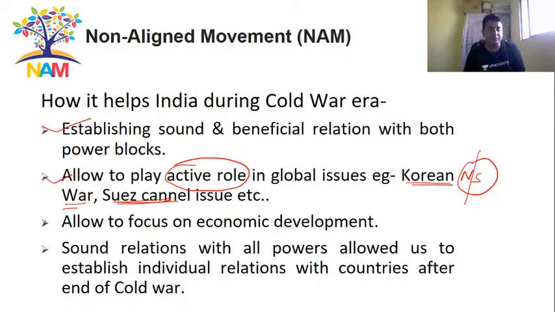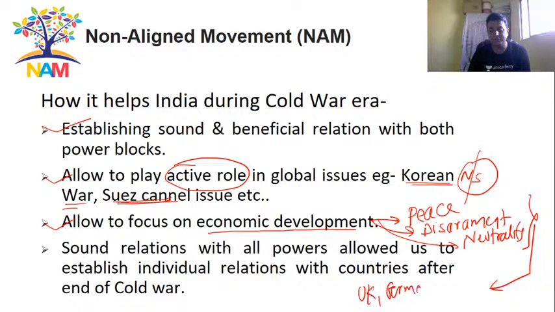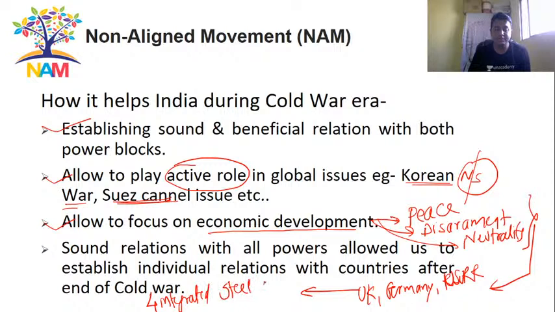Next, NAM allowed India to focus on economic development. Yes, that is the case. Why? Because we promoted peace, we promoted disarmament, and we promoted neutrality. And because of all these things, countries like UK, Germany, Russia, that is USSR, helped us to build four integrated steel plants.